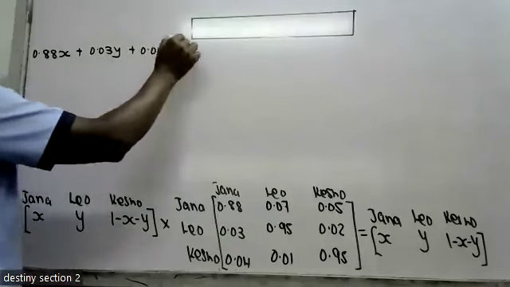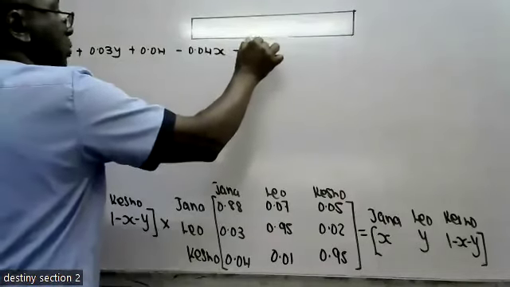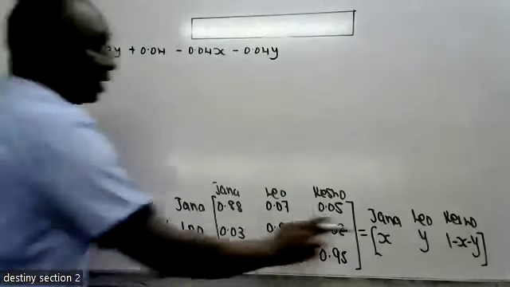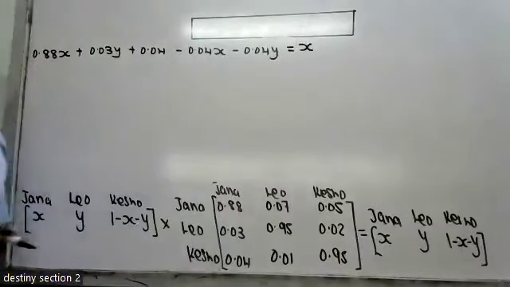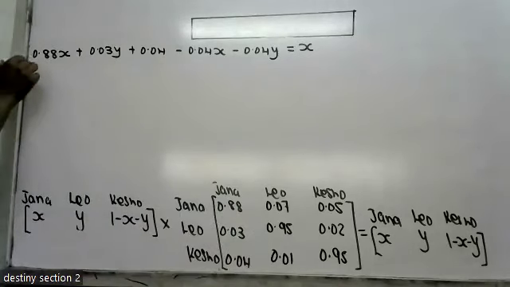minus 0.04x minus 0.04y. This one, when you multiply by this, they should give us x. They should give us x. You multiply this by this. Then you put like terms together.